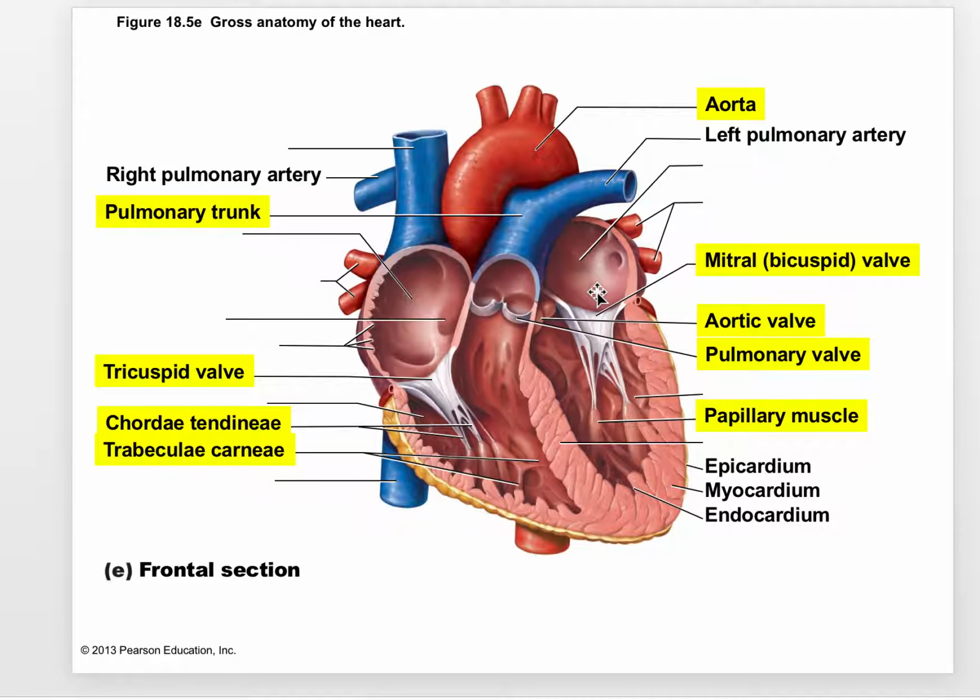It's the same thing on the left side of the heart, from the left atrium. Blood flows down past the mitral valve or the bicuspid valve. When the left ventricle contracts, it's going to close up these valves to prevent the blood from going into the atrium, and then allows the blood to be pumped out the aorta to the rest of the body.